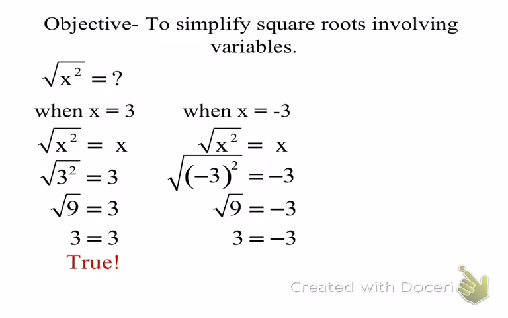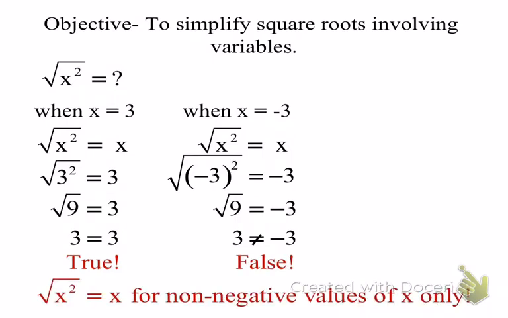So, because of the negative, it doesn't work, right? So we have a special situation. What we can do to account for that negative is, it only works when you have non-negative values. So what we do is we make the statement that the square root of x squared equals the absolute value of x. That will handle your negative.